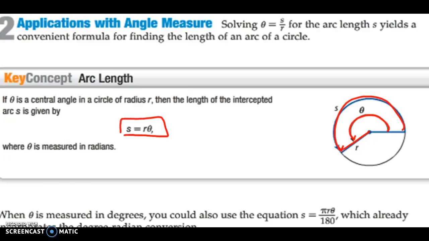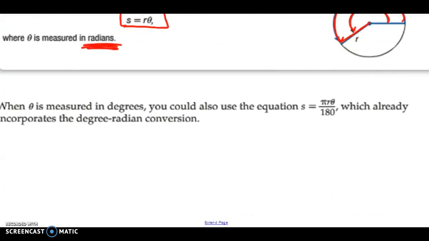So you'll see right here, S denotes arc length, and it's made up of the radius times my angle theta, where angle theta is measured in radians. So if they give you an angle in degrees, you need to change it to radians. Remember, anytime they give it to you in degrees, you could also use this equation right here if you didn't want to change it every time. So you can put both of those down. It'll give you the same answer every time. It'll just convert your degrees into radians in the equation itself.